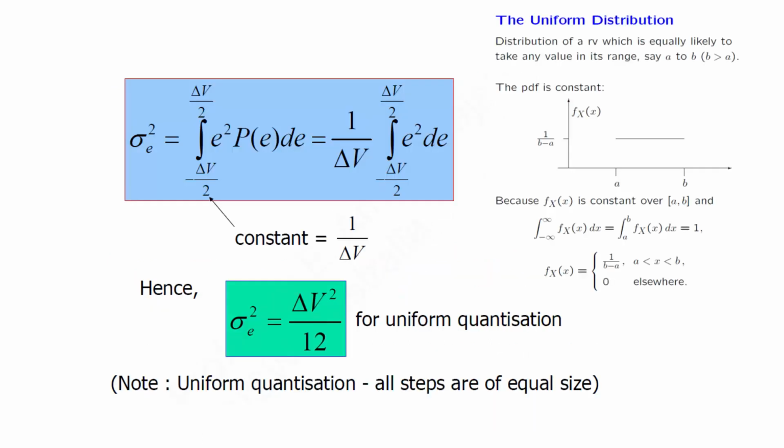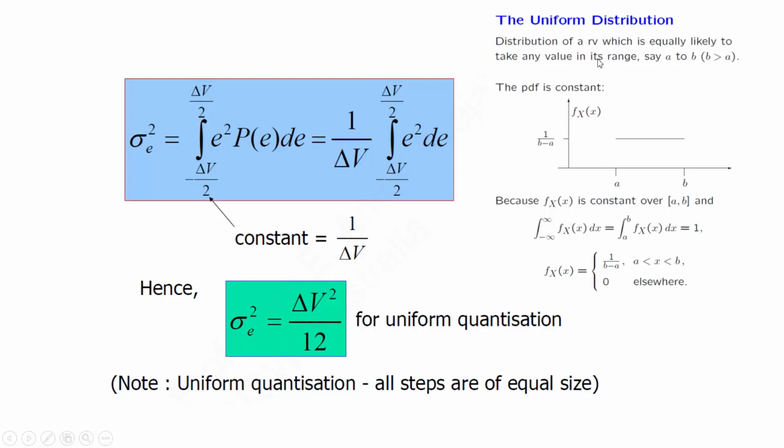Let's try to derive the case. Now, sigma E square is the variance, right? And the variance is given by the integral of E square, which is the quantization noise, times the probability density function, with limits from minus delta V by 2 to delta V by 2. I have taken a general case of the uniform distribution of a random variable.